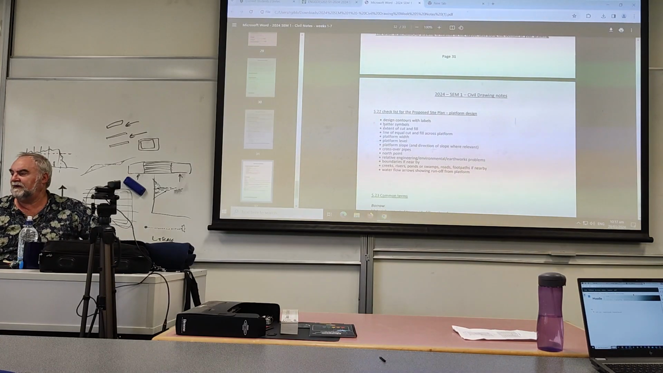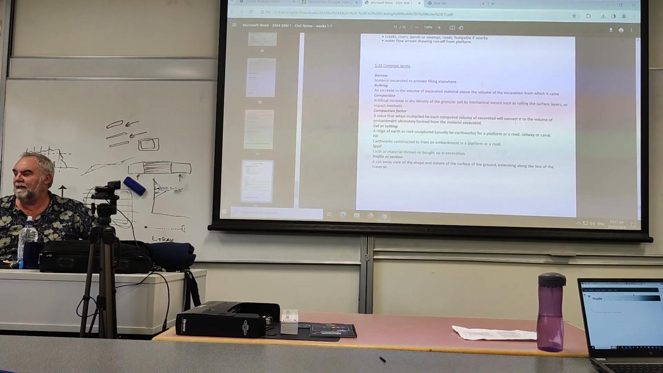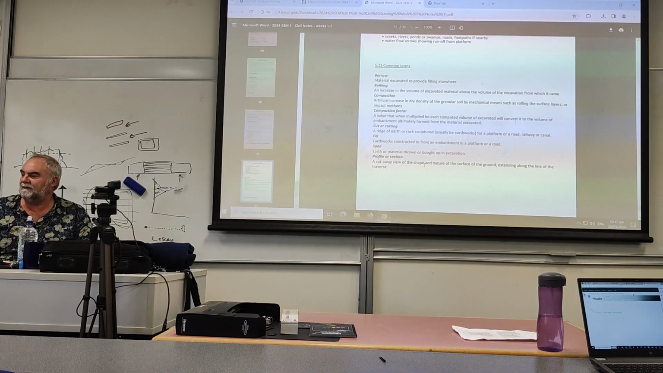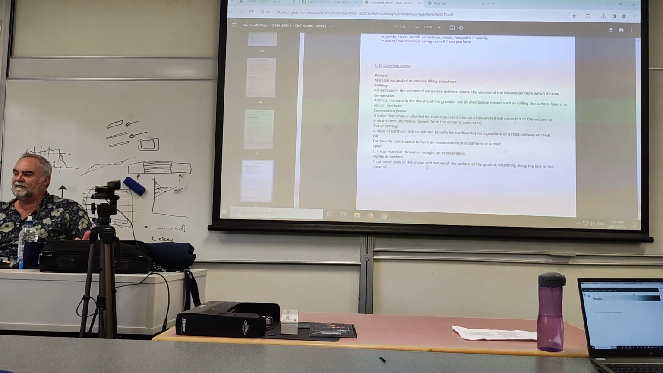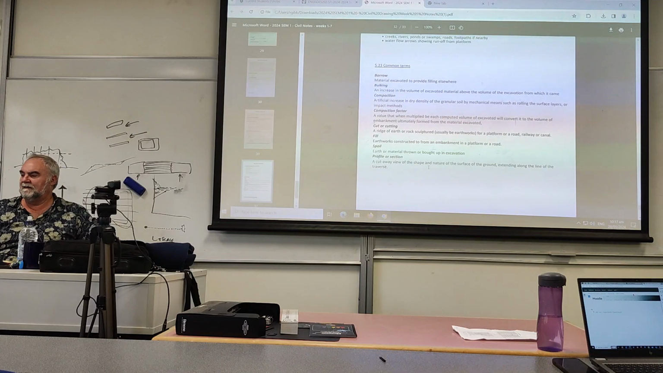There's a checklist that's already there for the proposed site plan, and there's some more explanation of some common uses: what spoil is, bulking is, borrow is, compaction factor, fill, etc.